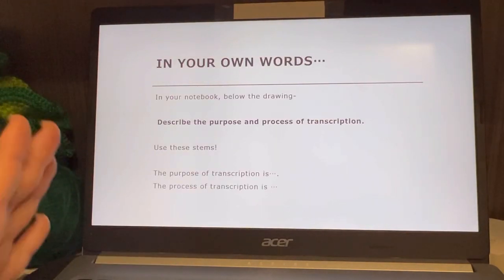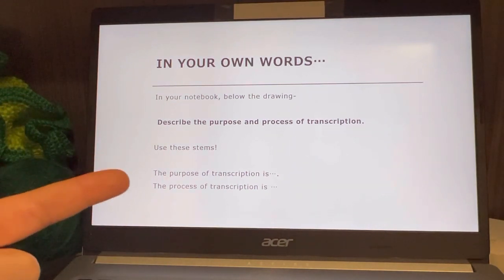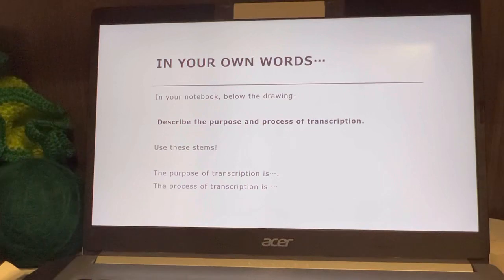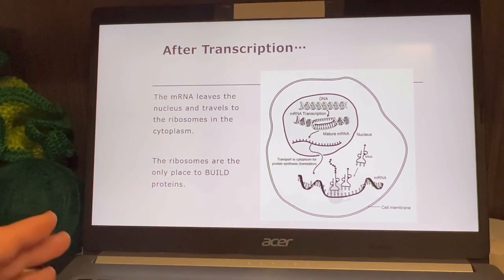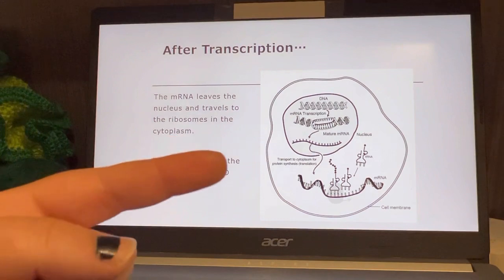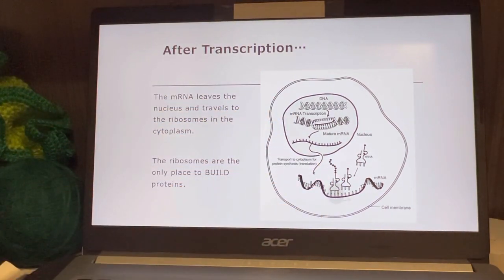Alright, so task: in your own words, fill in these questions. You have two leading sentences here, if you want them. Okay, so once we have completed transcription, the mRNA leaves the nucleus and travels to the ribosomes in the cytoplasm. This is the nucleus, the ribosomes are right here. The ribosomes are the only place to build proteins. You cannot make a protein anywhere else in a cell. They have to be done in the ribosome.